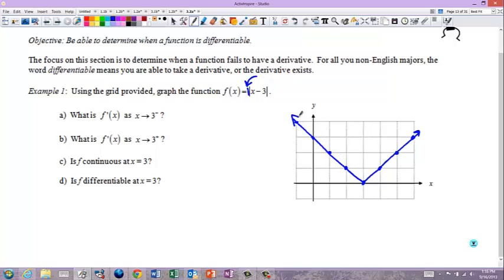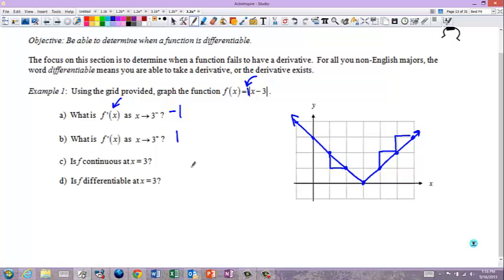It says, what is f prime, the derivative, as x approaches 3 from the left? Well, as x approaches 3 from the left is this side of the graph, and we're just looking for the slope. The slope's down 1 over 1, so the slope is negative 1, therefore the derivative is negative 1. What is the derivative as x approaches 3 from the right? Well, that's the right side of the graph, with a slope of up 1 over 1. So that's the slope of m equals positive 1, so the derivative is positive 1.